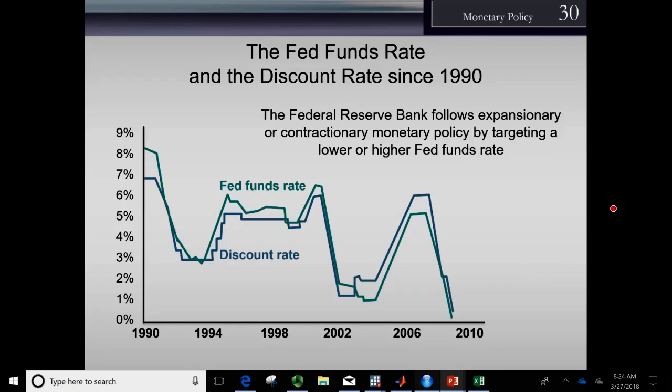Okay, you can see that recently the discount rate has been slightly above the Fed funds rate. That discourages banks from borrowing from the Fed and encourages them to borrow from each other unless they need a lender of last resort.